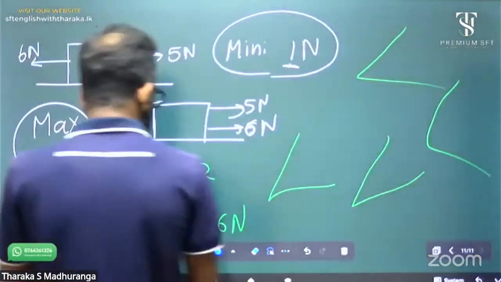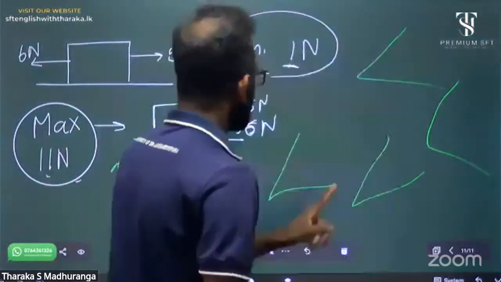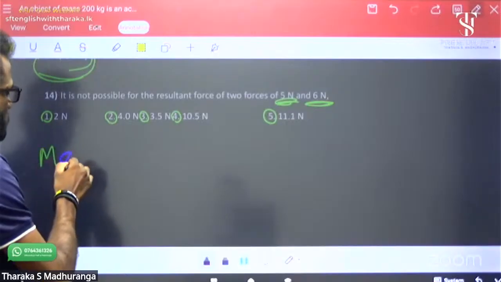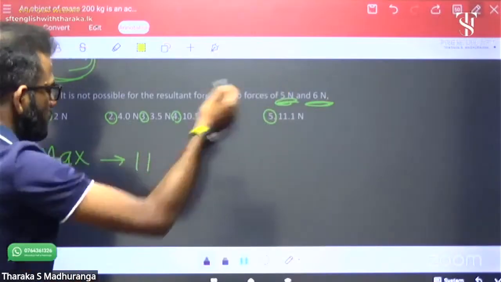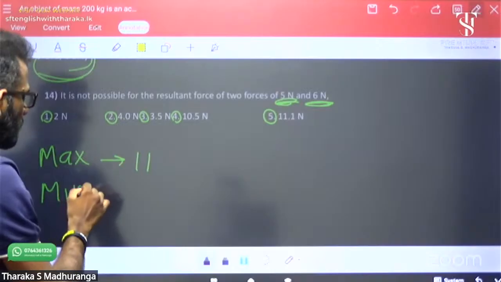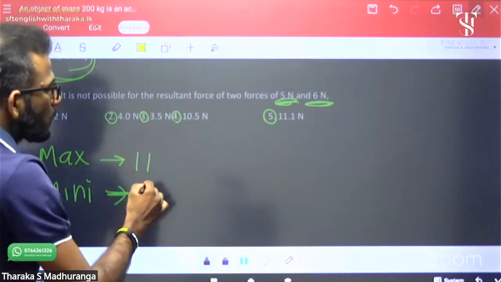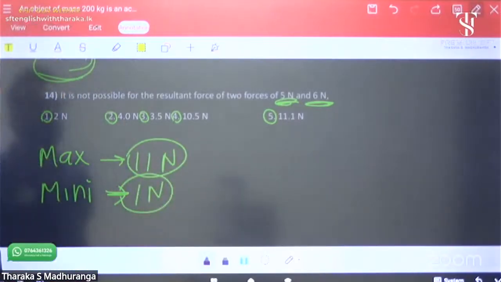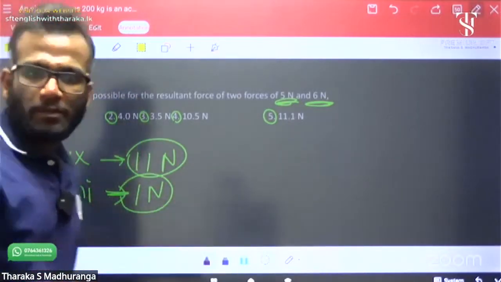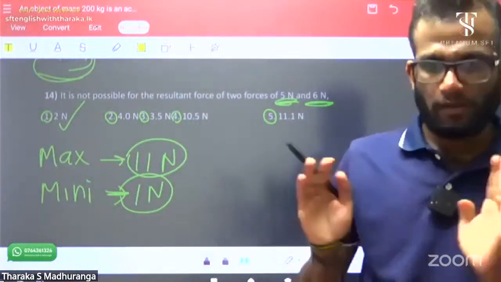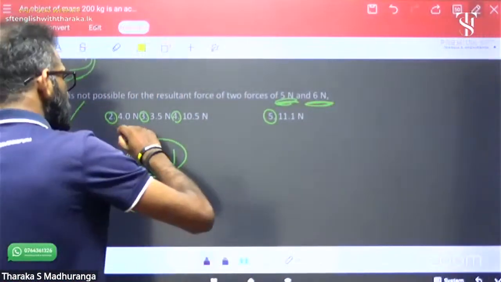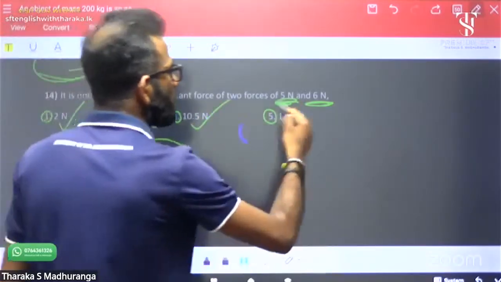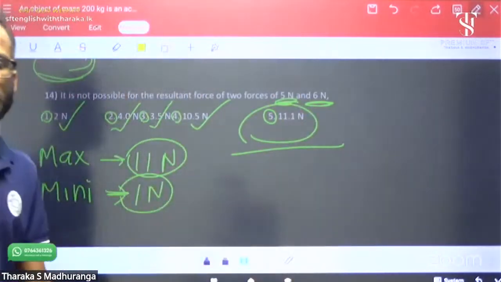Okay, now you can select answers between 11 and 1. What is the maximum? 11, 5 plus 6. What's the minimum? 1. 2, okay, acceptable because it is between 1 and 11. 4 also okay. 3.5 okay. 10.5 okay. But 11.1 is out of range. Answer number 5.